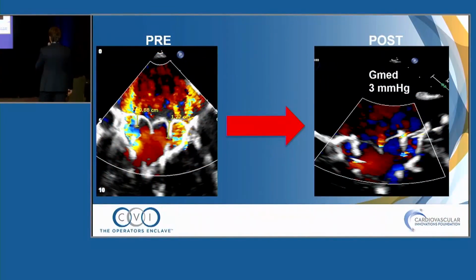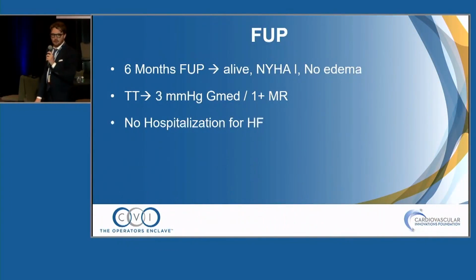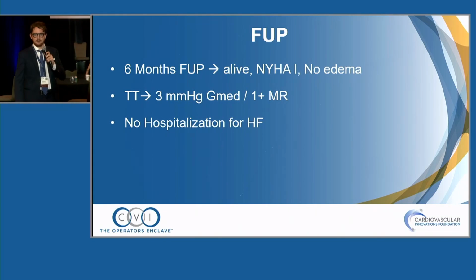So this is the pre, this is the post, with an acceptable gradient of 3 millimeters of mercury. So the follow-up was fine. Patient is alive at 6 months, no hospitalization, and a stable gradient.